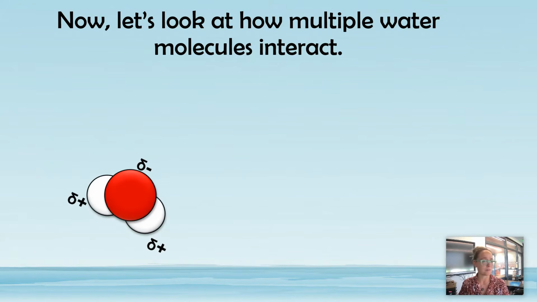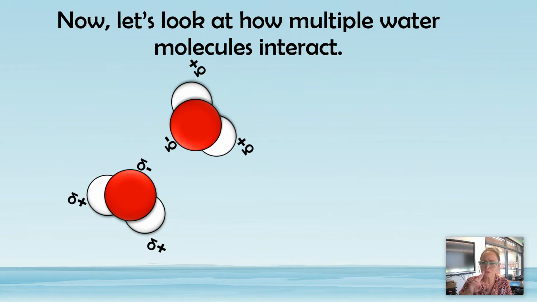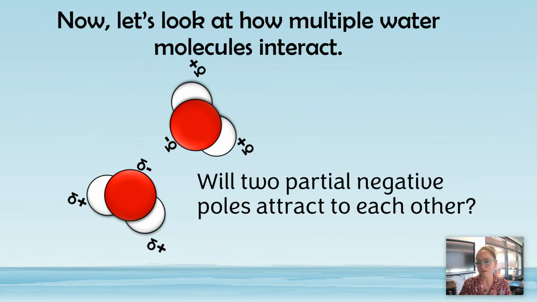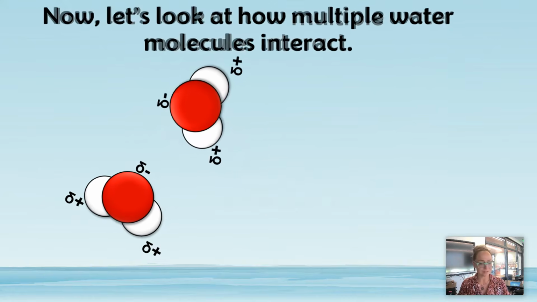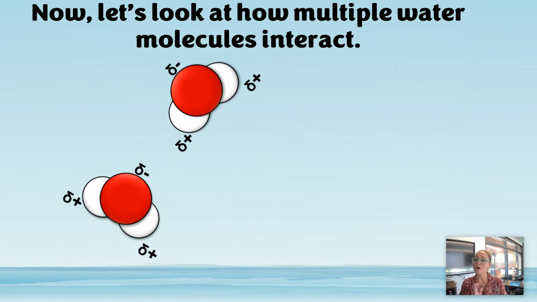So if you have a water molecule here, now I want you to think, will the second water molecule, will the two partial negative sides interact with each other? No, right? Similar charges are going to repel and opposites attract. So here, the top water molecule will actually have the partial positive hydrogen attracted to the partial negative oxygen of a separate water molecule.